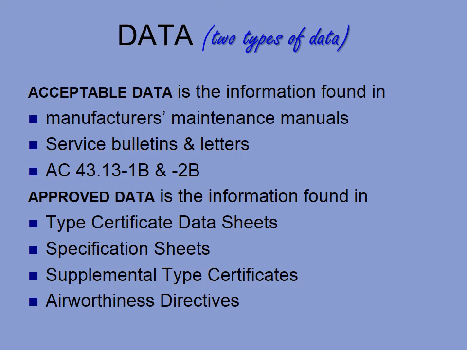There are two general types of data you as an aviation maintenance technician will reference when performing maintenance, repairing, or altering an aircraft or one of its systems or components: acceptable data and approved data. You can see examples on the screen before you of each.